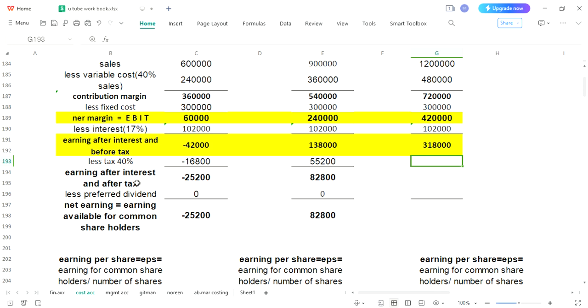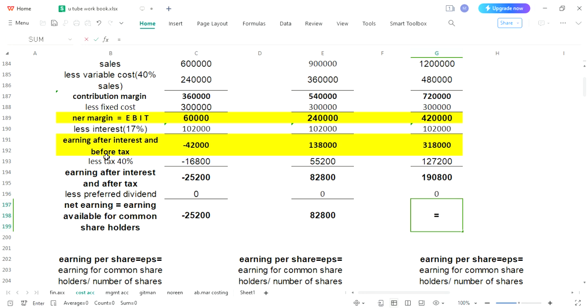With the help of this, we can calculate our tax. Our previous earning 3,18,000 is available, and you will apply the 40% rate to get your tax. Earning after tax will be calculated by subtracting tax from previous earning. 3,18,000 is earning before tax. You will subtract tax to get your earning after tax. No preferred dividend is present in your question.